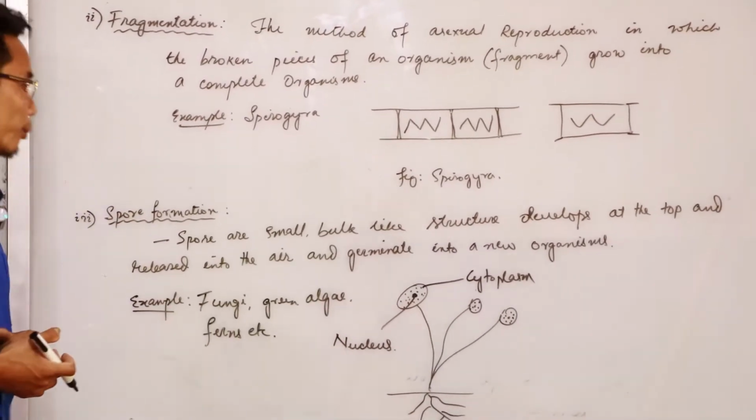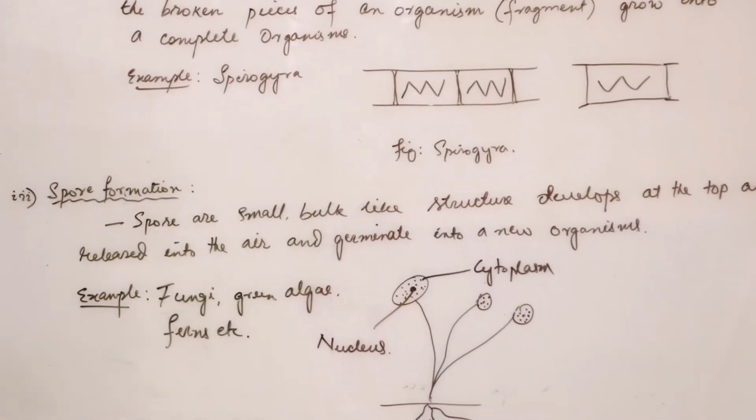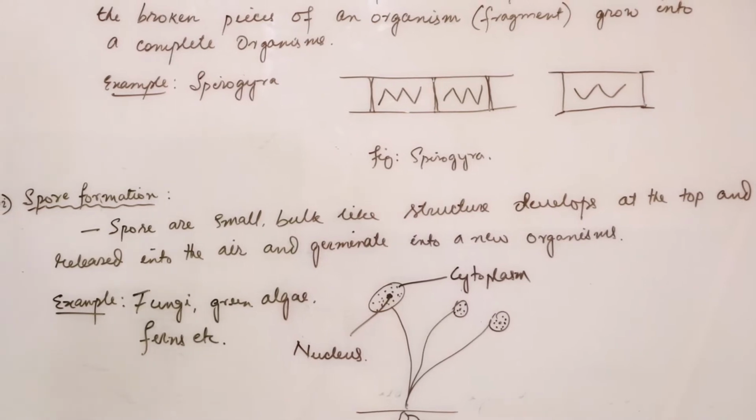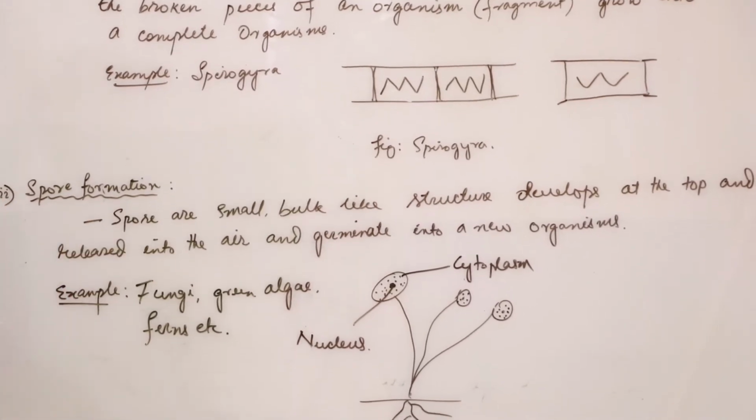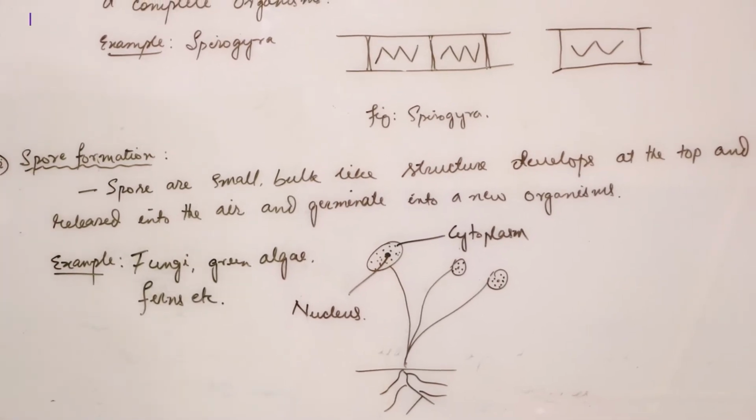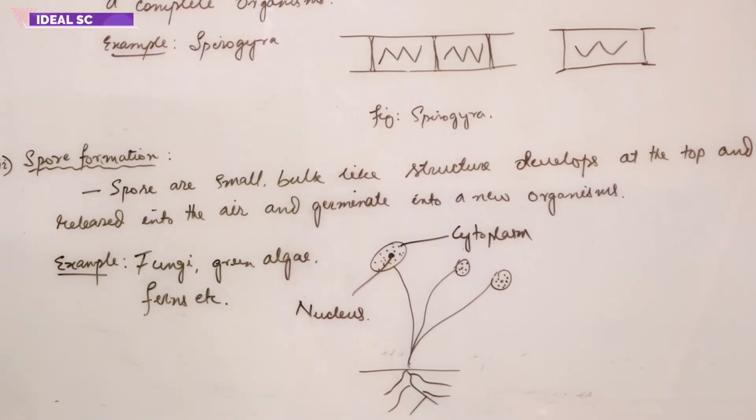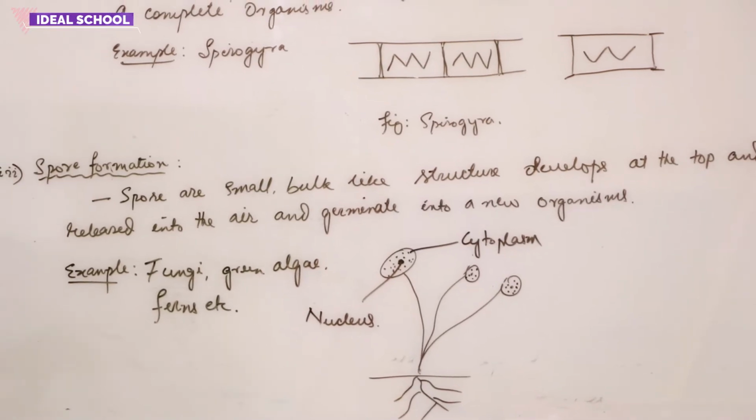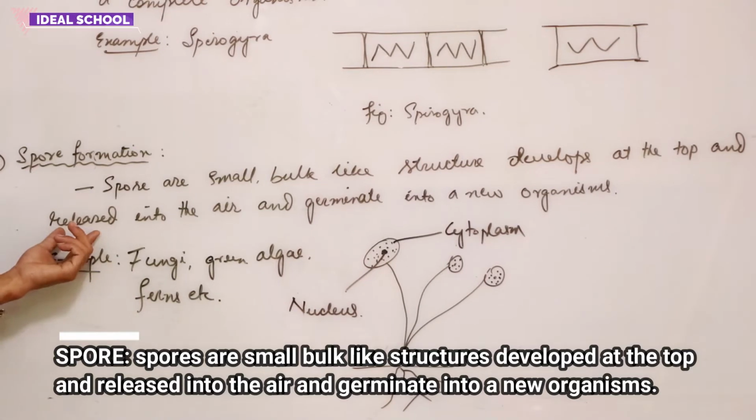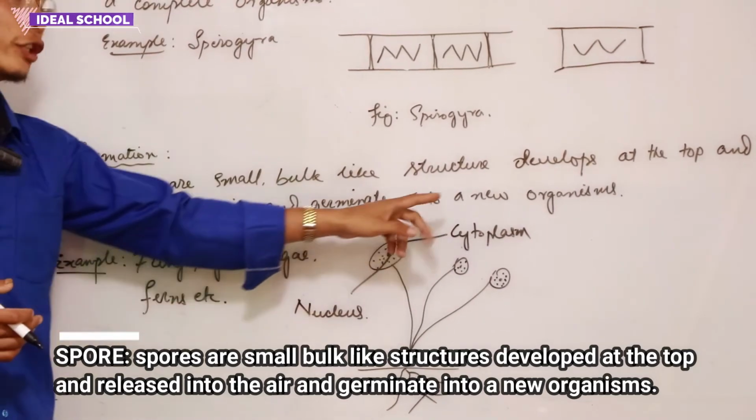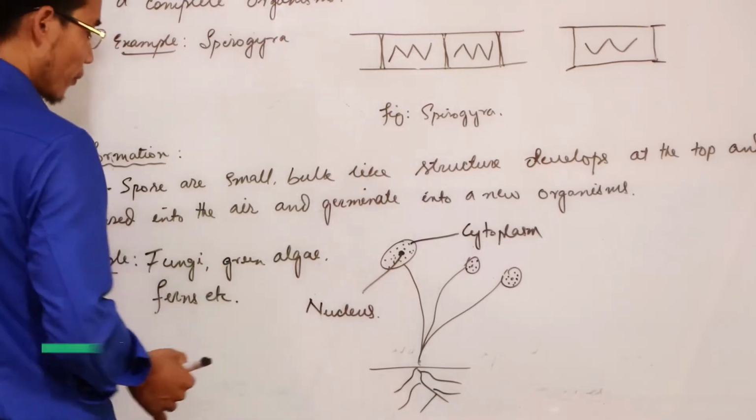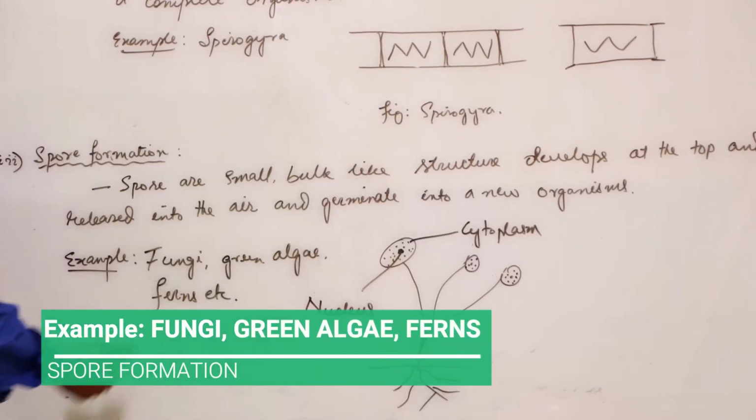Sometimes in the board examination it is written as sporulation. If sporulation is mentioned, it is the same as spore formation. You should not be confused by this. It is also called sporulation. Spores are small bud-like structures that develop at the top and are released into the air and germinate into new organisms. Examples are fungi, green algae, and ferns.